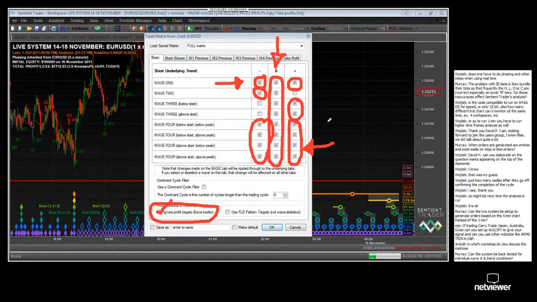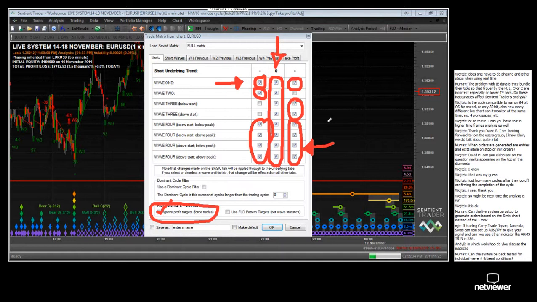Okay, I see a few questions. If trading carry trade Japan, Australia, Swiss, can you set up the Australian, Japanese yen to give your signal, and can you use other indicators like ARMS, TRIN, and S&P? Okay, that's a complex question, and so I'm going to come back to it if you don't mind, MJS.